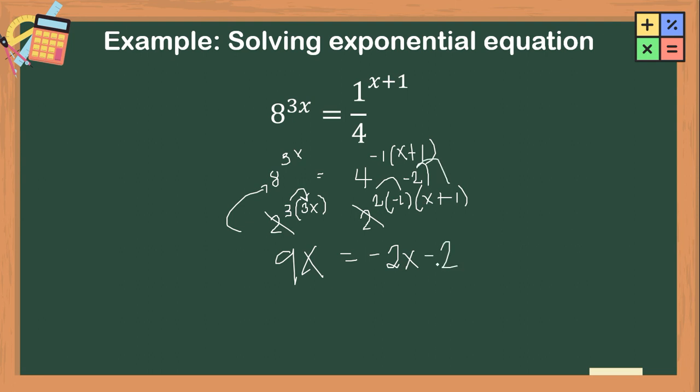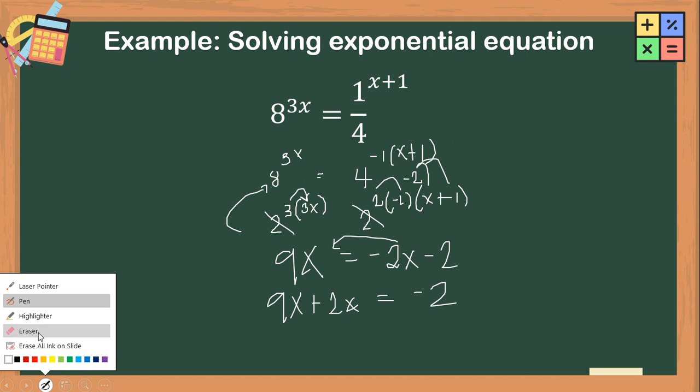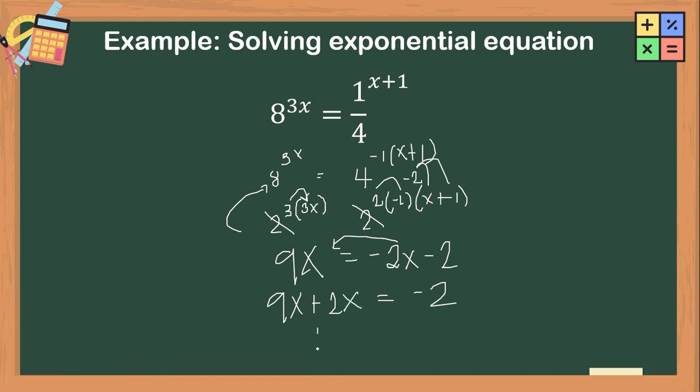Negative 2. And now we're going to transpose negative 2x to the other side, and negative 2x will become positive 2x. And same lang po si negative 2 since hindi natin siya tinranspose. Then 9x plus 2x, that will be 11x. 11x is equal to negative 2. To get the value of x, we need to divide both sides by 11. And the final answer here is negative 2 all over 11.